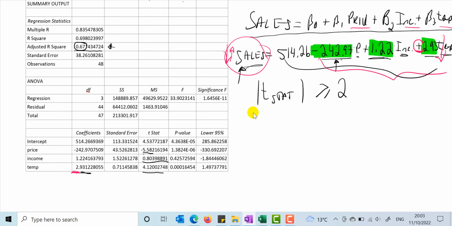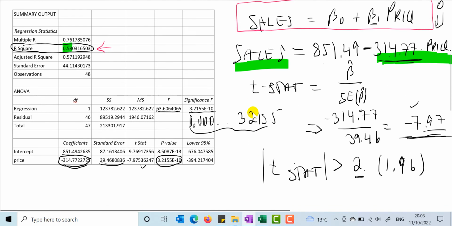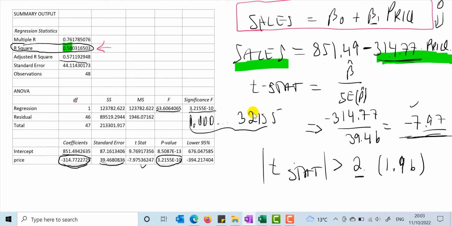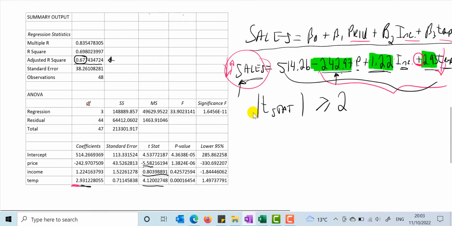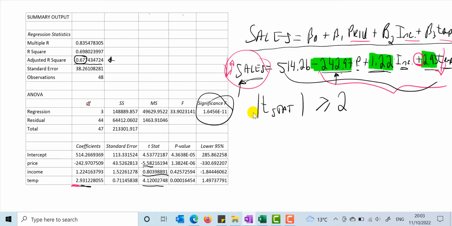This is a large increase, isn't it, from the previous one? So we had 58. A 10 percentage point increase is really good. This model is also statistically significant, so we keep this model. We are able to make reliable forecasts if necessary.